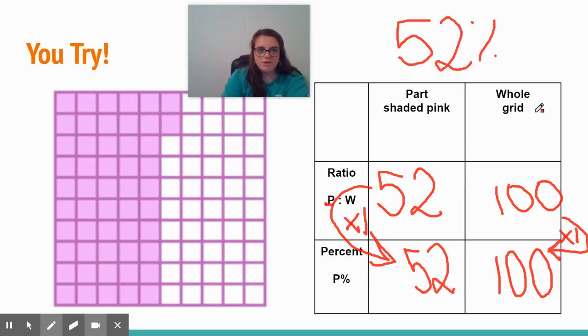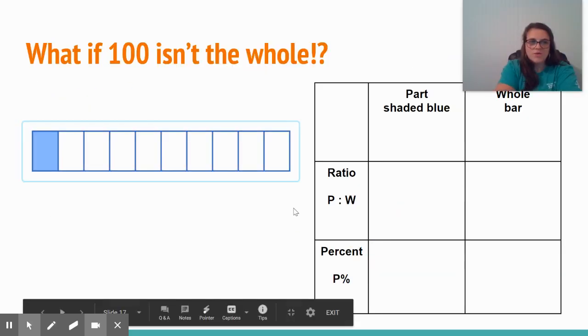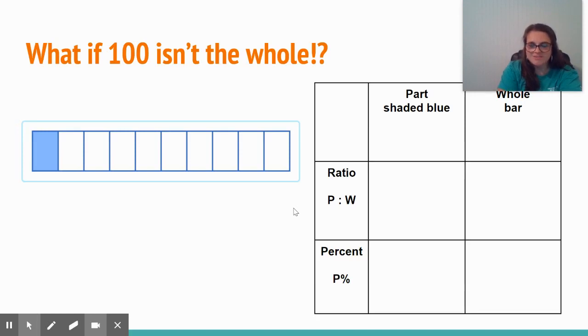All right, you might be noticing a pattern. If you have 100 as the whole, your percent is always going to be however many pieces of the part you have. What if 100 isn't the whole? Life is really easy when the whole is 100 because we know how to find the percent. But what if 100 isn't the whole? This is where the ratio table is going to come in handy.